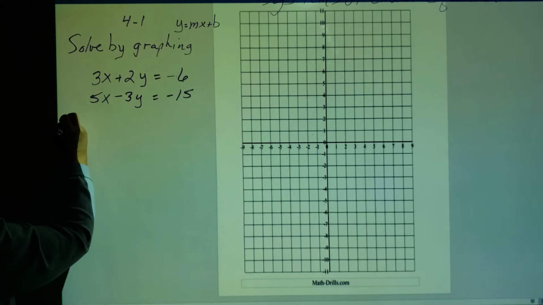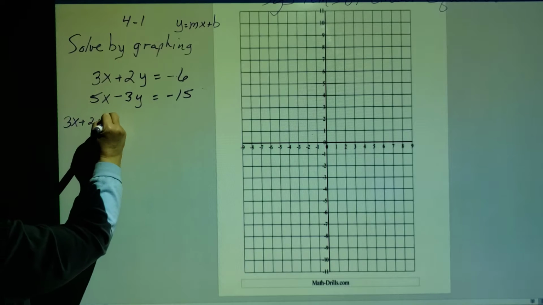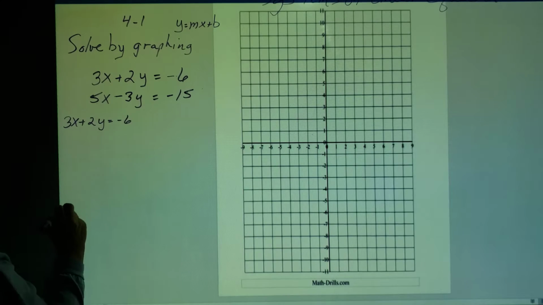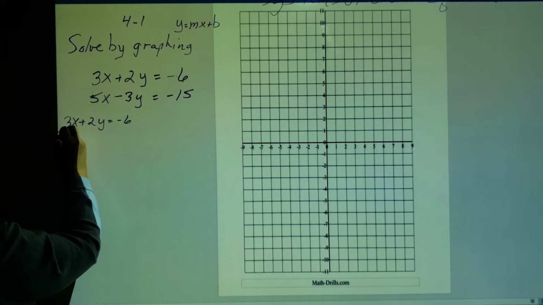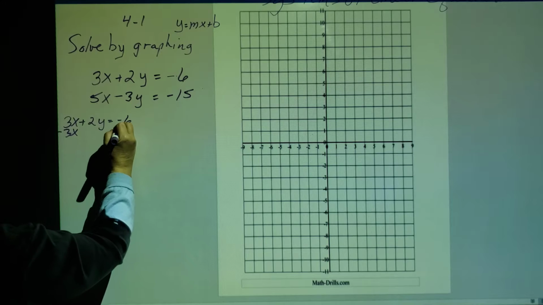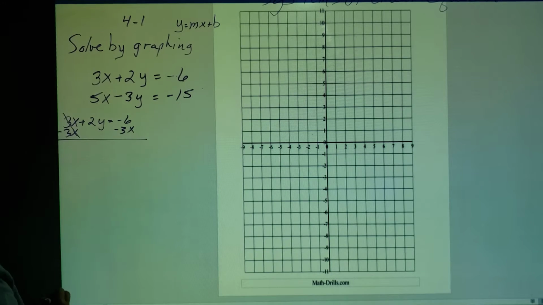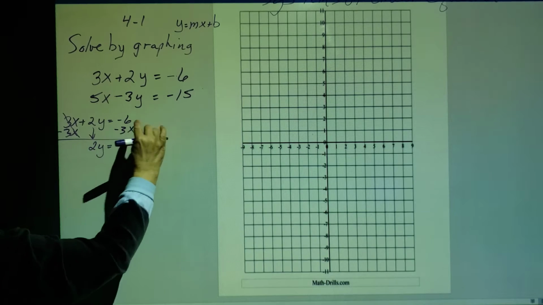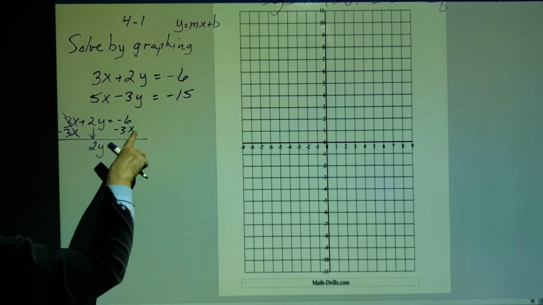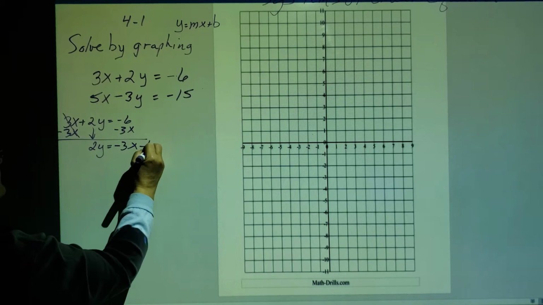So I'm going to bring down my 3x plus 2y equals negative 6. I want to solve for y, so I'm going to subtract 3x from both sides. We end up getting rid of that, bringing down the 2y equals, we cannot combine these because they're unlike terms, so we bring down the negative 3x minus 6.